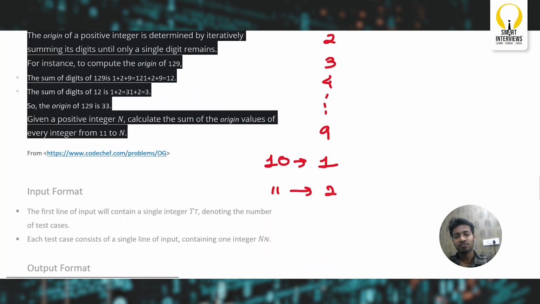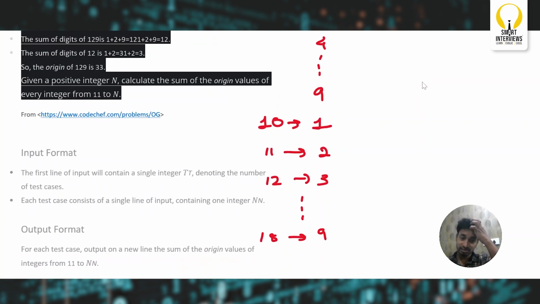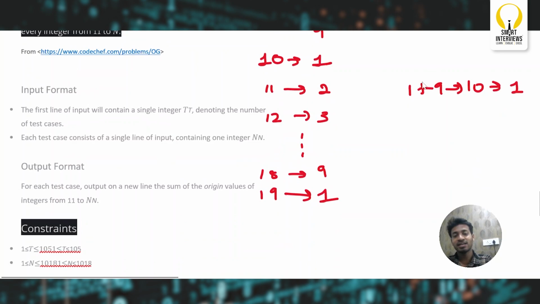When I go for 12, it will be 3. So on, when I go for 18, it will be 9 again. When I go for 19, what will the sum become? 1 plus 9 will become 10. Again 10, when I add them digit by digit, 1 plus 0, it is going to give 1. So if you see, at 19 again I got 1. So on, at 27 it will again become 9.